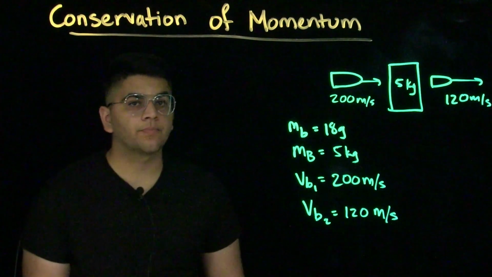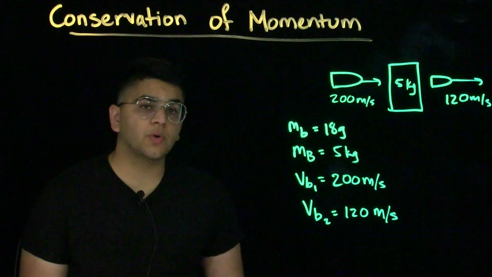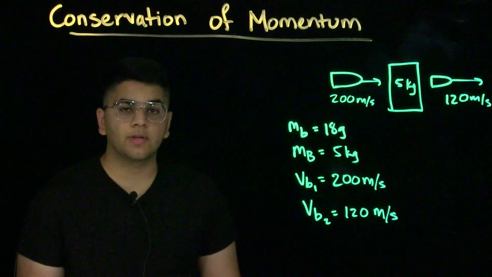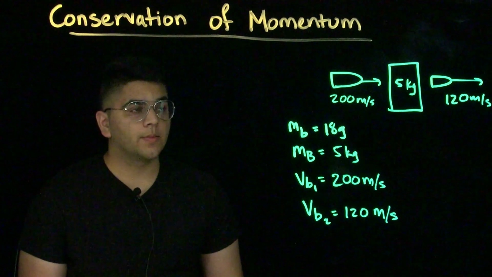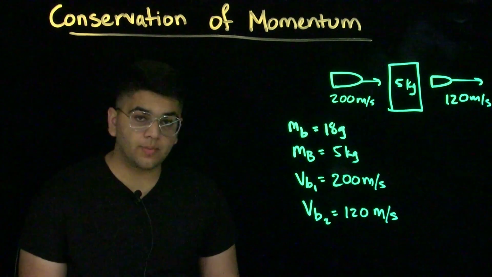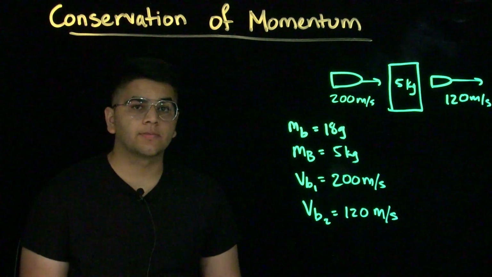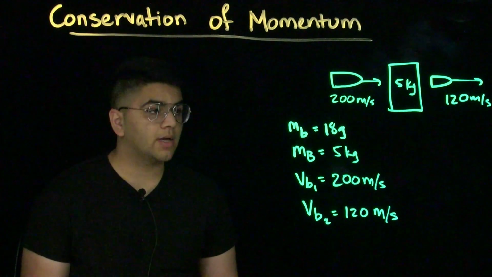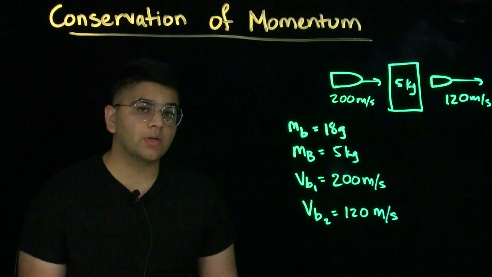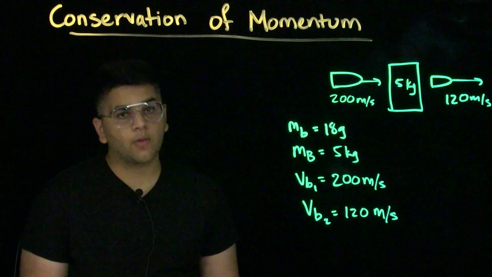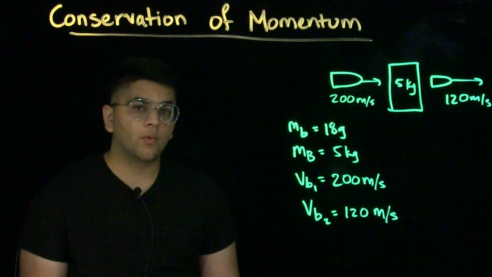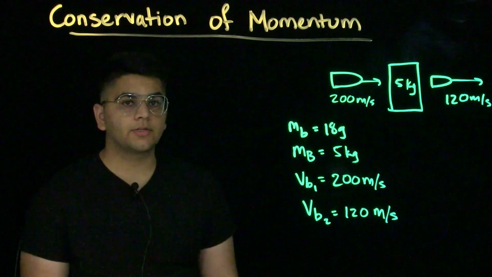Let's look at this example. We have a bullet that is fired at 200 meters per second, and the mass of the bullet is 18 grams. The bullet hits a 5 kilogram stationary box and goes through the box. When the bullet comes out on the other side, it has a velocity of 120 meters per second, and the block will also have a velocity. We want to know the velocity of the block after the collision.